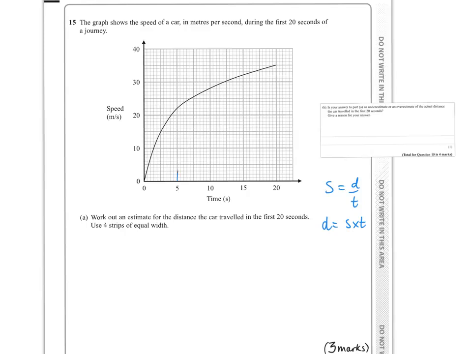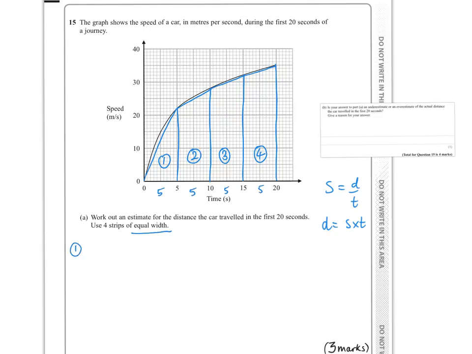So I'm going to split this up into these shapes here. Of course, you'll use a ruler in the exam. And these are going to be trapezia here, and this one's going to be a triangle. So I'm going to split this up into 4 strips, and they have equal width because they're all 5 here.